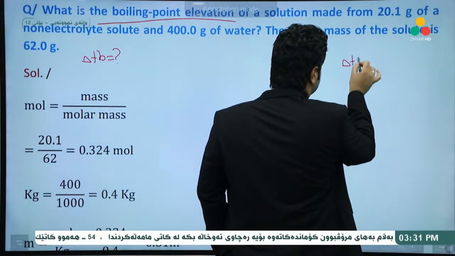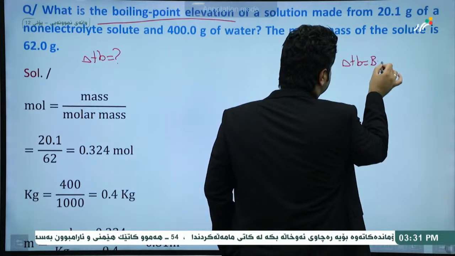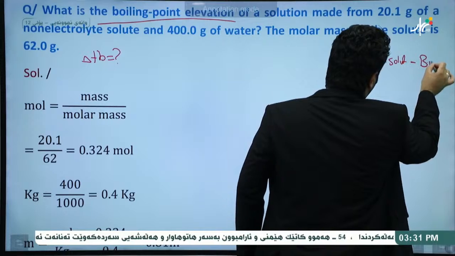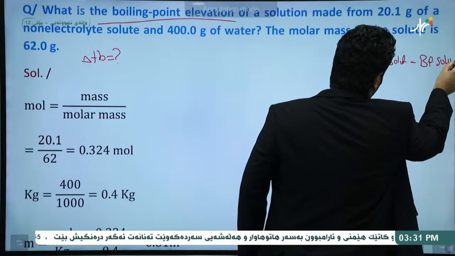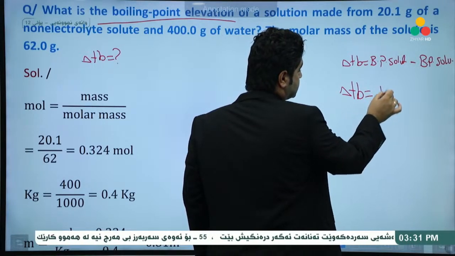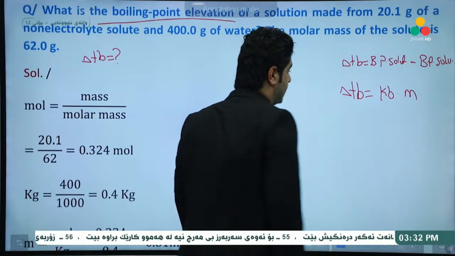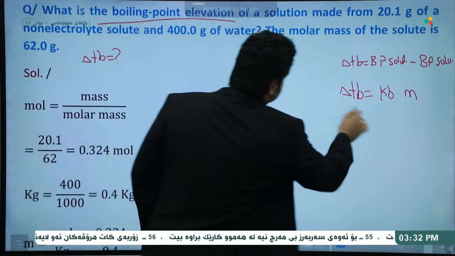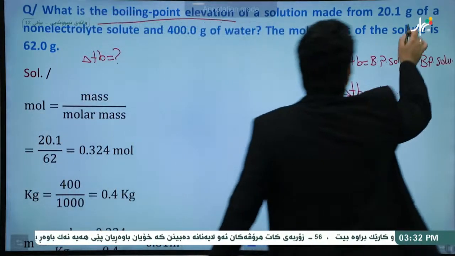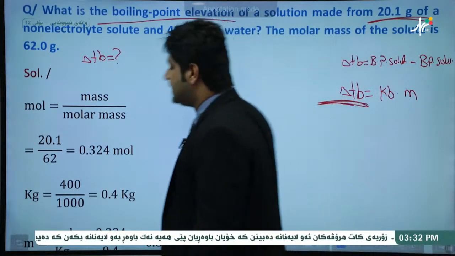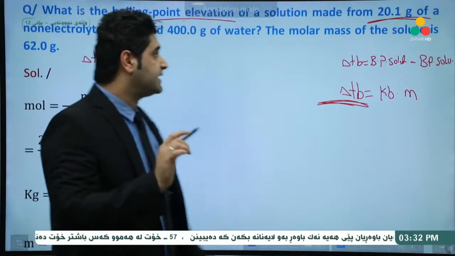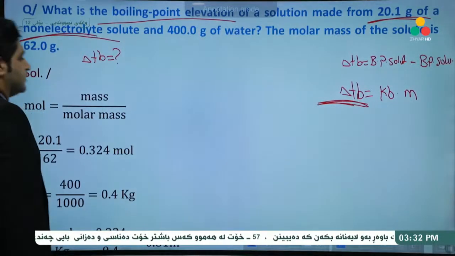Delta TB is equal to boiling point of solution minus boiling point of solvent. And the second equation is that delta TB is equal to Kb times molality. We should calculate delta TB for a solution when we dissolve 20.1 gram of non-electrolyte. The second step, identify whether the solute is electrolyte or not. The solute is non-electrolyte.